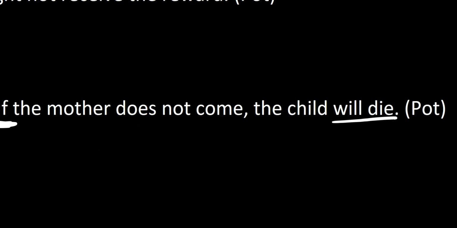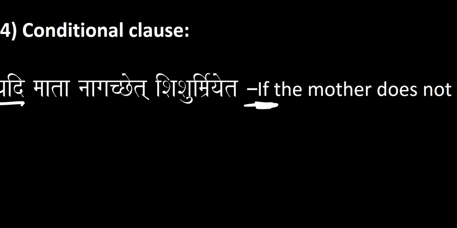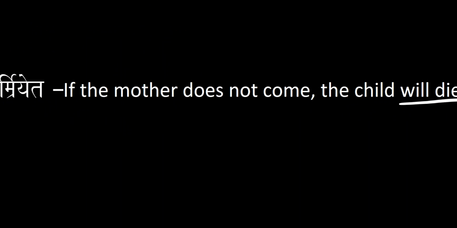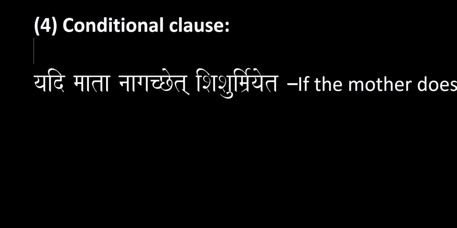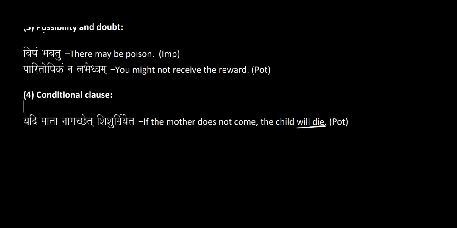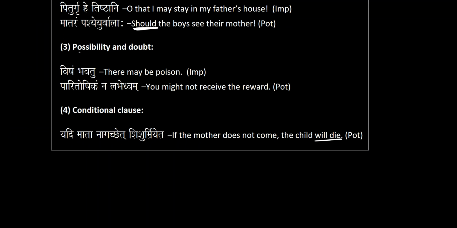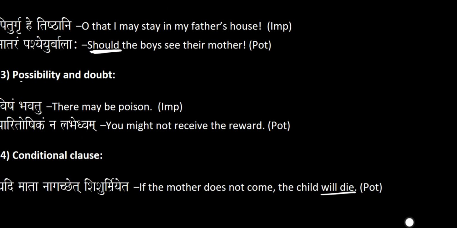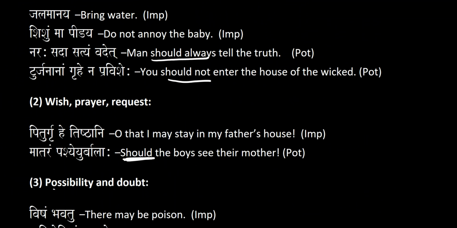All of this is the potential mood, okay? Will die, that is potential. If the mother does not come, they're both depending on each other. They're both depending on a possibility. It's a condition. If the mother does not come, the child will die. So that is the potential mood. I hope that these examples help you differentiate when and when not to use the imperative mood and the potential mood.